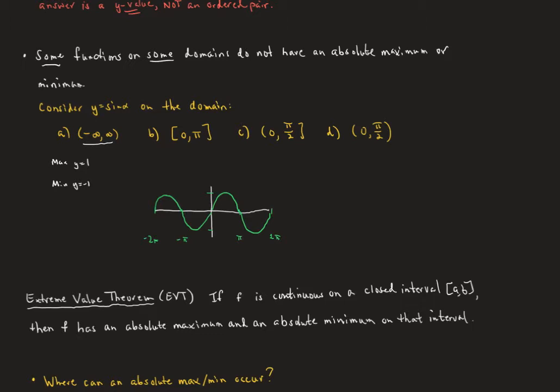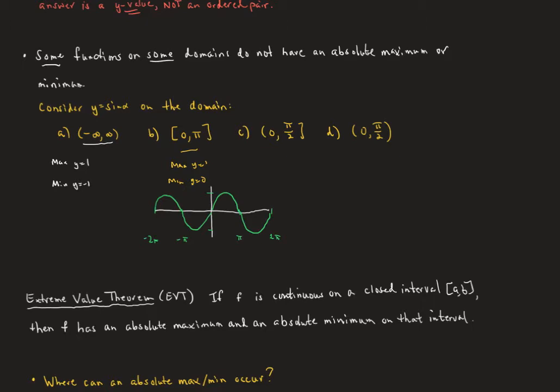Now I've drawn down here in green a couple of periods, a couple of cycles of that sine curve. If we look at that region between 0 and pi, like we see for part B here, then on that domain, you can see that the maximum, the largest value, is Y equals 1, but the minimum there is Y equals 0, because at both 0 and pi, the sine of 0 and the sine of pi are equal to 0, and there aren't any values that are smaller than that.